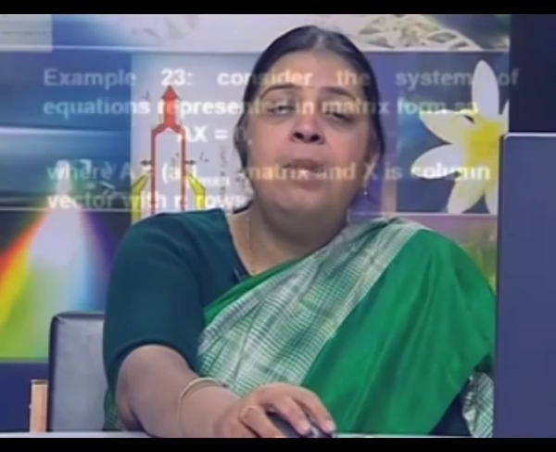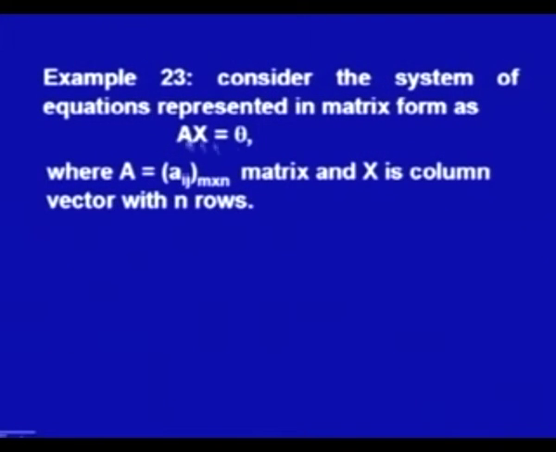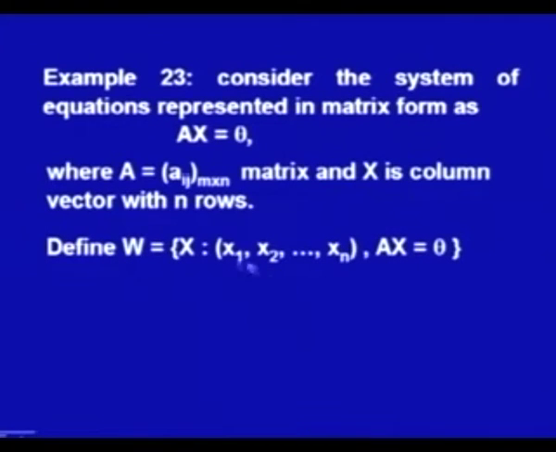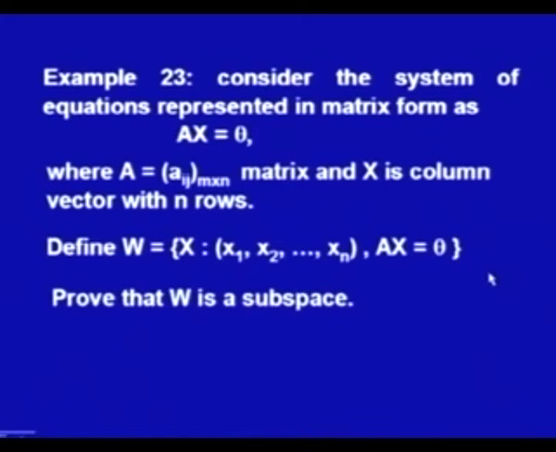Now, this is a slightly different example. Here I am considering the system of equations represented in the matrix form Ax is equal to theta. So, x is a column vector and theta is null vector. If I consider A as a rectangular matrix of order m by n and x is a column vector with n rows, then one can define the subset W as all the solution vectors which satisfy Ax is equal to theta. Then we have to prove that W is a subspace.